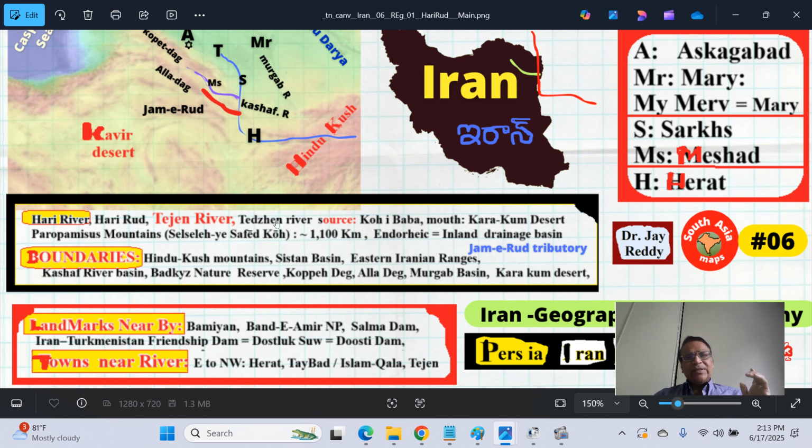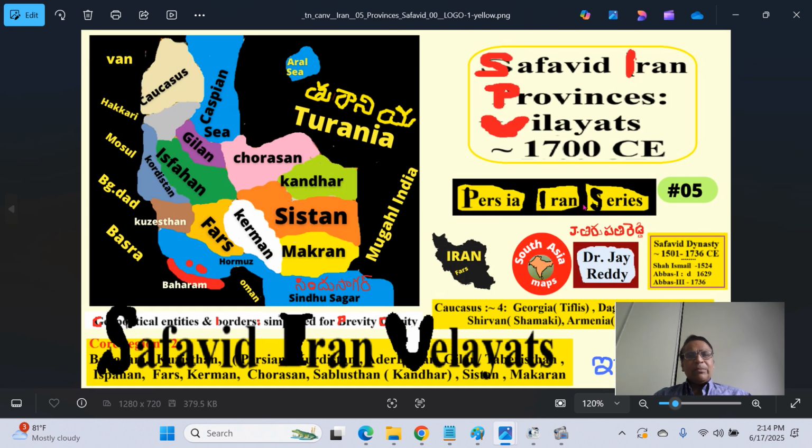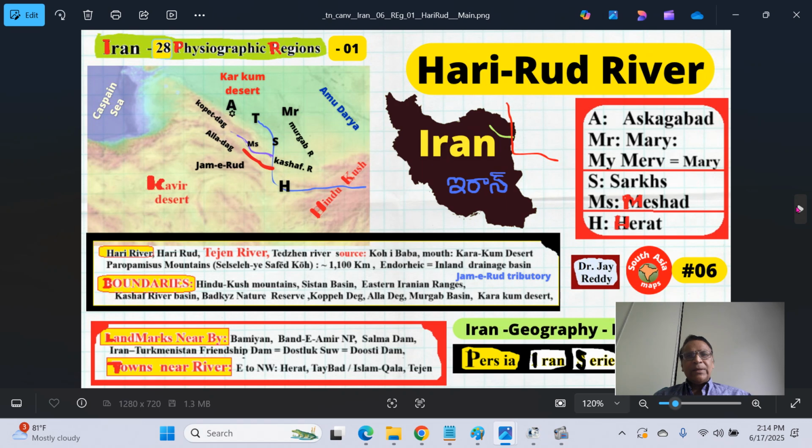Hindu Kush mountains, Sistan basin is further south. Again, the endorheic basin where the Farah river and Helmand river join. Jabal and Jaran region that borders the Balochistan area of Durrani Afghanistan, and Persia, and Balochistan regions of British India, now Pakistan. And the Sistan basin and East Iranian ranges, we talked about them. And Kashaf River Basin, and Badkhyz Nature Reserve, Kopedeg Mountains, Aladeg Mountains, Murgab River Basin, and Karakum Deserts.